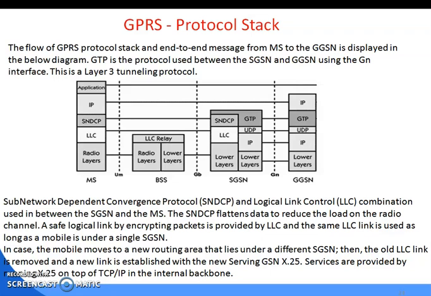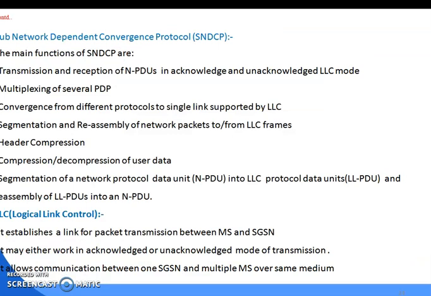Next is your GPRS protocol stack. The flow of the GPRS protocol stack and end-to-end messages from the MS to the GGSN is displayed in the below diagram. The Subnetwork Dependent Convergence Protocol, SNDCP, and Logical Link Control, LLC, combination is used between the SGSN and the mobile station. The SNDCP flattens data to reduce the load on the radio channel, and a safe logical link by encrypting packets is provided by LLC, and the same LLC link is used as long as the mobile is under a single SGSN.